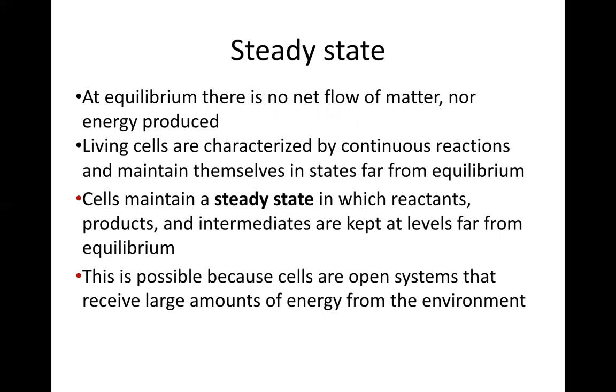Cells maintain a steady state in which reactants, products, and intermediate steps are kept at levels very far from equilibrium. And this is possible because we're open systems. We constantly receive large amounts of energy from the environment. We receive materials from the environment. And energy and materials are also being removed from us. So there's a constant flow.